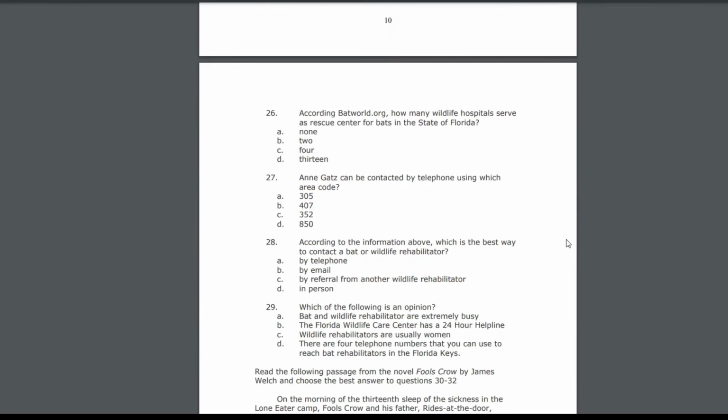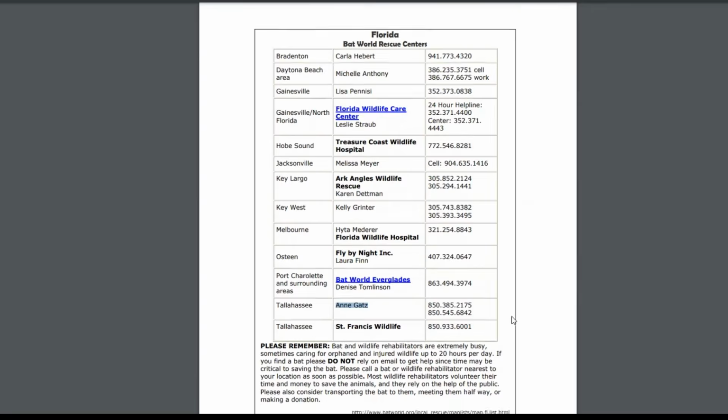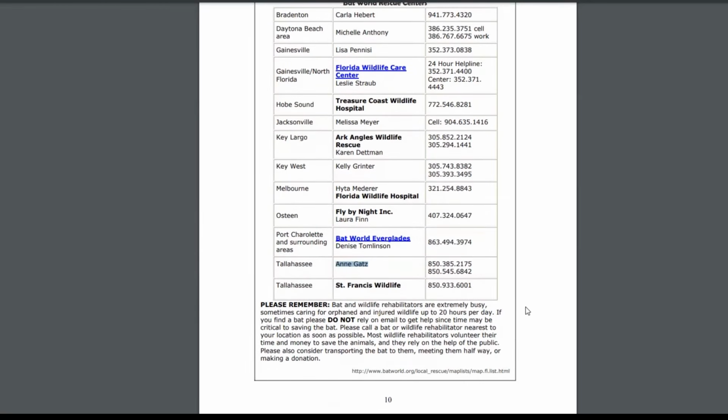All right, 28. According to the information above, which is the best way to contact a bat or wildlife rehabilitator? If we look here, they're just giving us general information. So we want to take a look at the paragraph at the bottom to see if they give us a little bit more context. It says, bat and wildlife rehabilitators are extremely busy, sometimes caring for orphaned and injured wildlife up to 20 hours a day. If you find a black bat, please do not rely on email to help, since time may be critical to saving the bat. Please call a bat or wildlife rehabilitator nearest to your location as soon as possible.